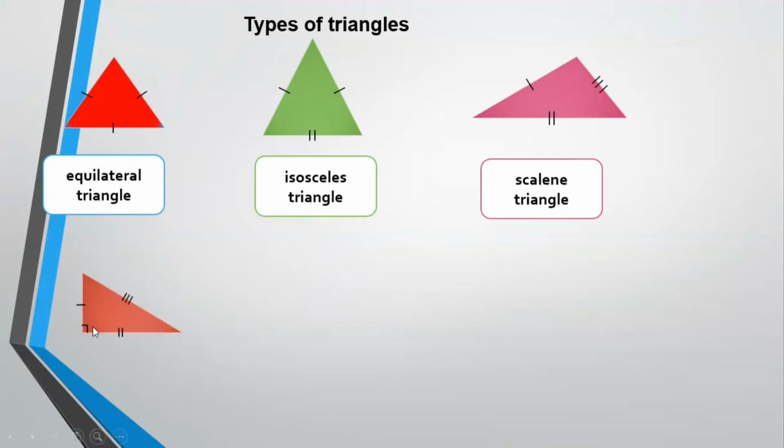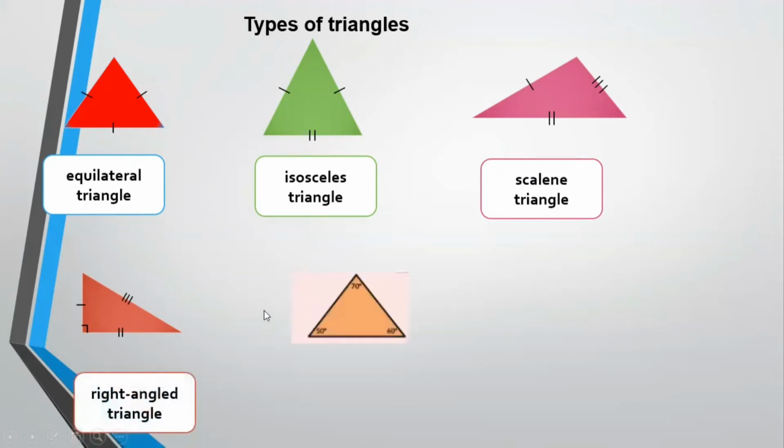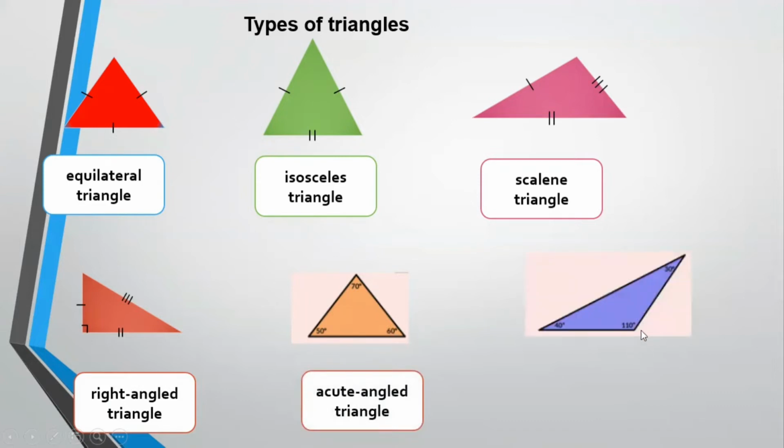Now if one angle of a triangle is a right angle, it is called a right angled triangle. If all the angles of a triangle are acute, just now we have seen acute, less than 90 degree, then it is called an acute angled triangle. And if any one angle, you can see this is 110, which is more than 90, so it is obtuse. So if one angle of a triangle is obtuse, this is called an obtuse angled triangle.